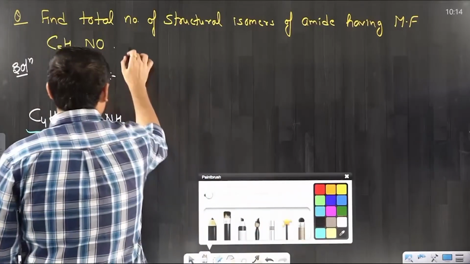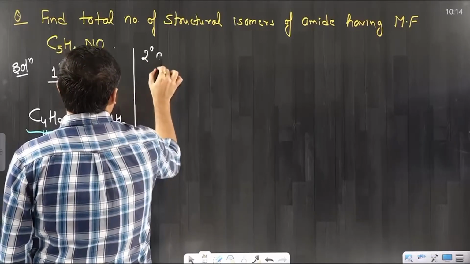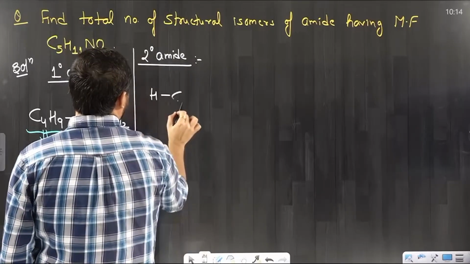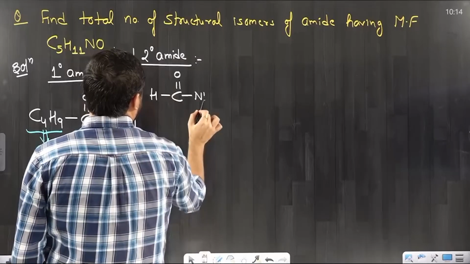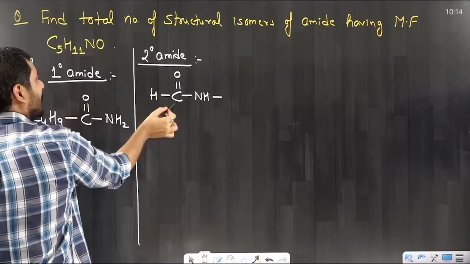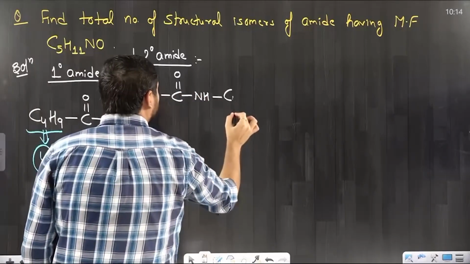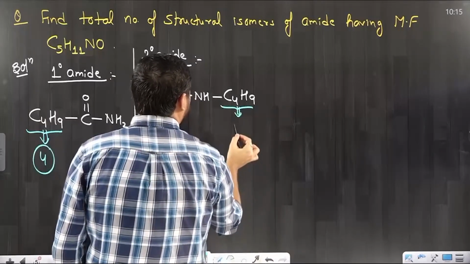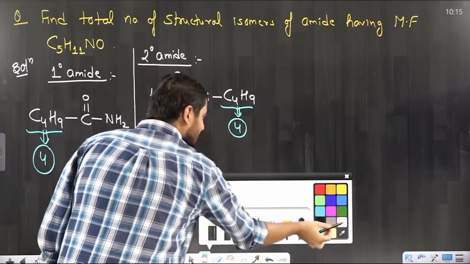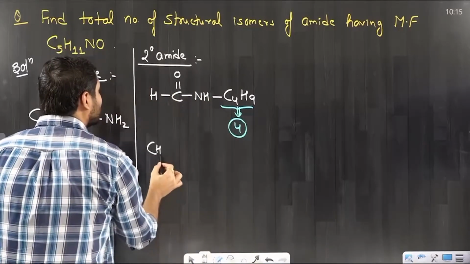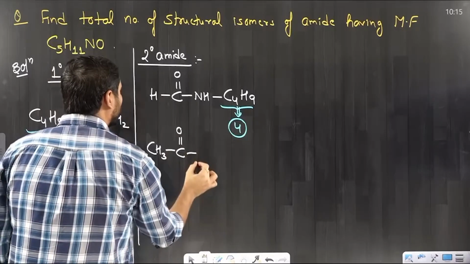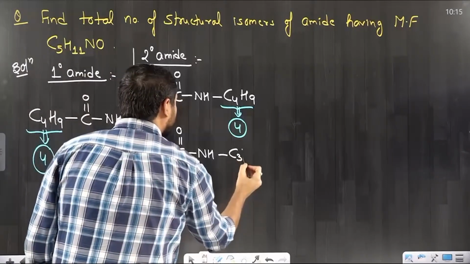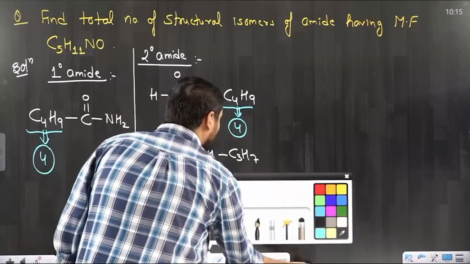Let us move to the next, secondary amide. Now in case of secondary amide, we have to start from hydrogen. H, C double bond O, next NH. Now one carbon is present, total 5 carbon atoms, so how many are left? 4. C4H9. And in C4H9, how many isomers are possible? 4 structural isomers are possible. Next, in place of hydrogen, if we write CH3, C double bond O NH. Now 2 carbon atoms we have written, so how many are left? C3H7. And in C3H7, how many isomers are possible?